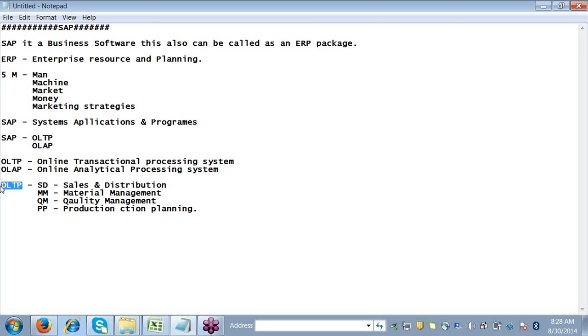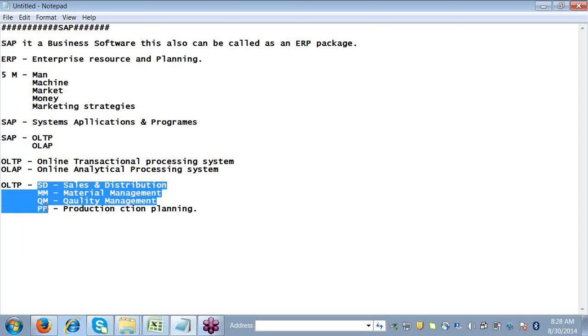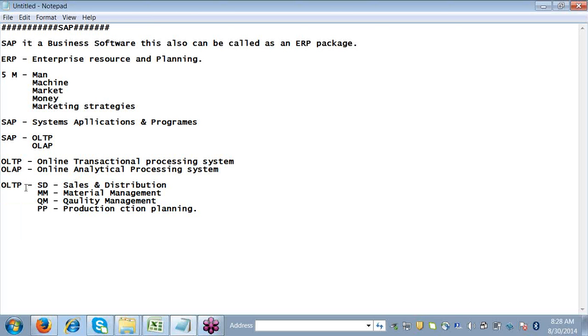OLTP stands for the Online Transactional Processing System, and it also has certain submodules. In SAP, the OLTP system has more than 60 functional modules available.